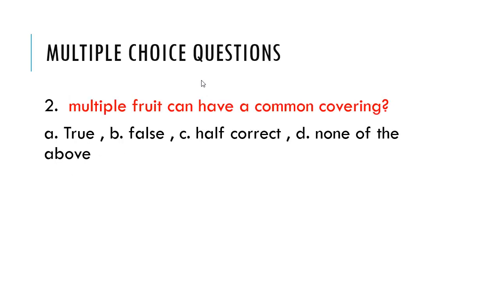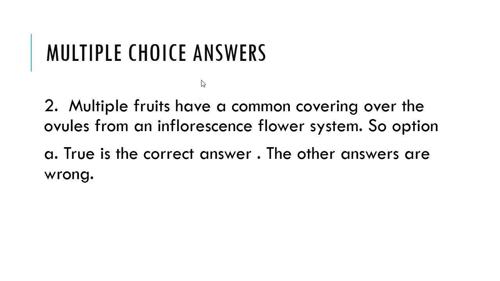Now, another question. Multiple fruits can have a common covering. Is this true? Is this false? Is this half correct? Or is it none of these? The answer is that it is true. Multiple fruits have a common covering over the ovules from an inflorescent flower system. So option A is true, and it is the correct answer. All the other answers are wrong.